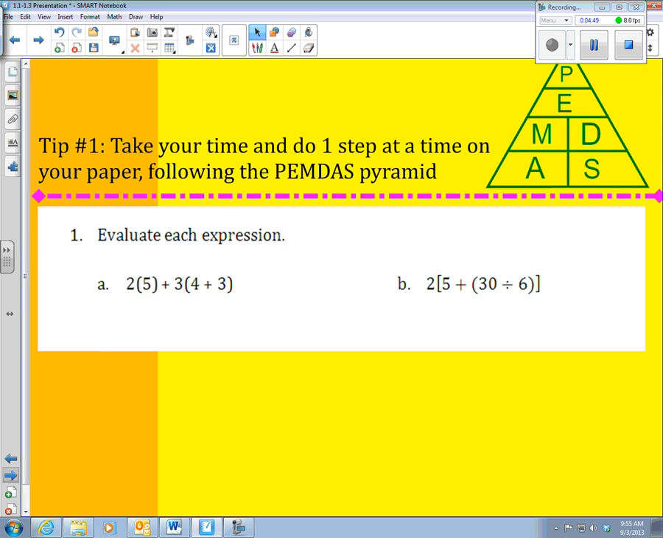So we're going to take our time and do steps one at a time on your paper. Okay, so I'm going to do one of these with you. Then I'm going to have you guys do one, and you can kind of check your work as we go.